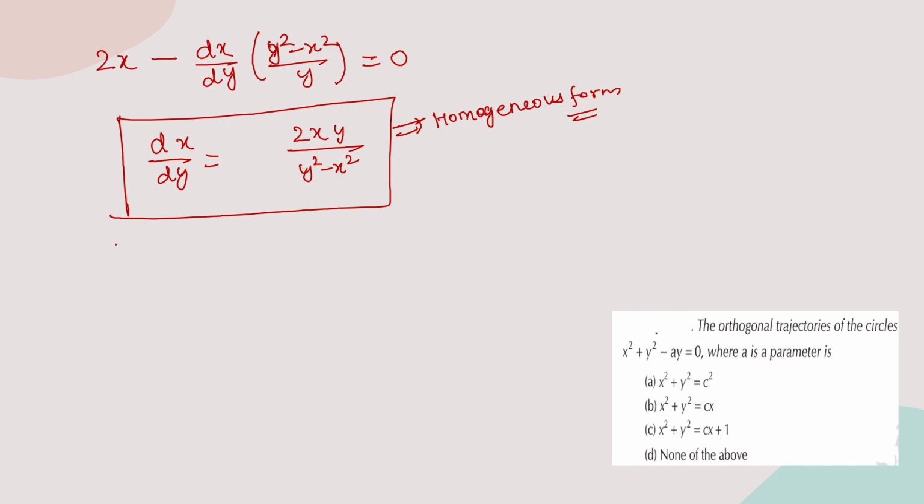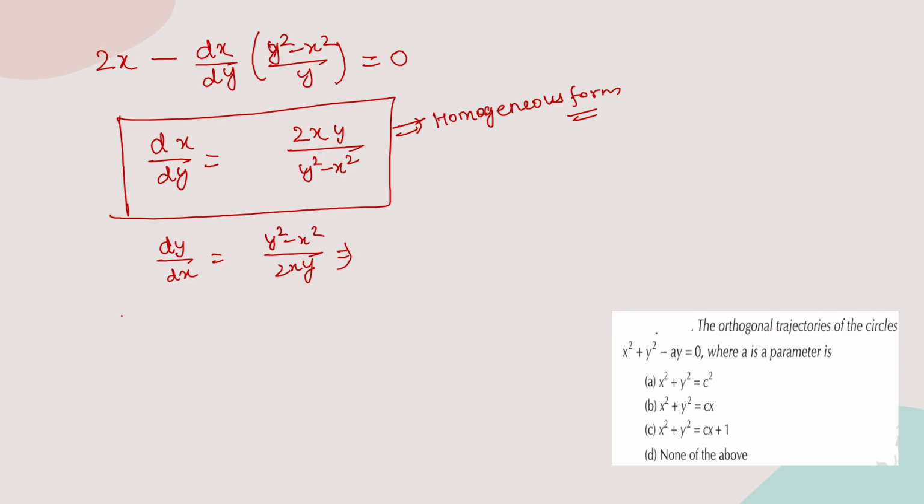Actually it should be dy by dx. Have we done some mistake? Exactly, so we can reciprocate it. So we'll be getting y square minus x square upon 2xy, simple.